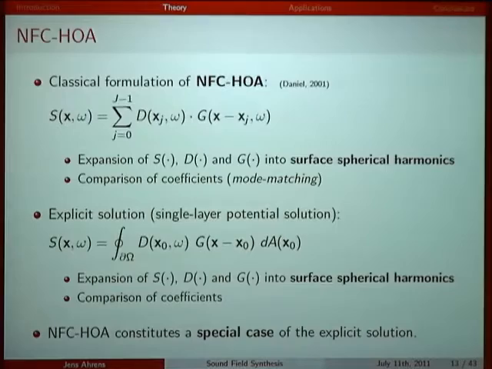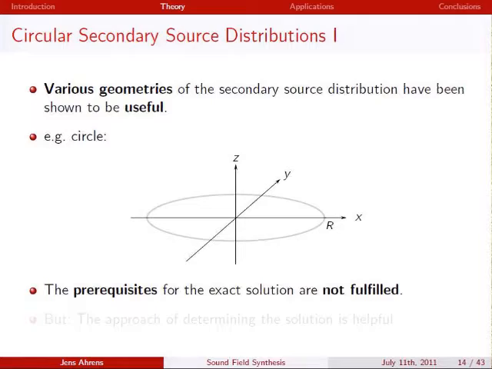More explicitly, it is a discrete formulation of the spherical geometry. So the pity about this Fredholm theorem is that we want to use other geometries than the sphere. For example, a circular distribution.